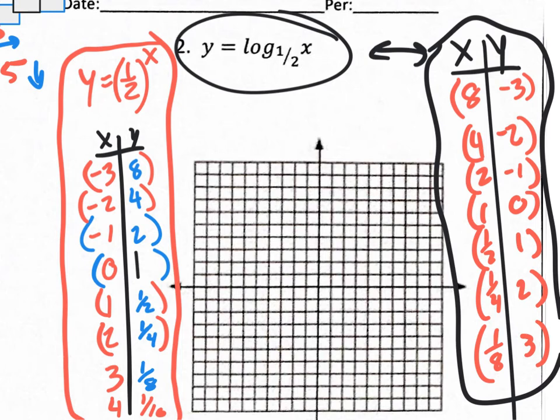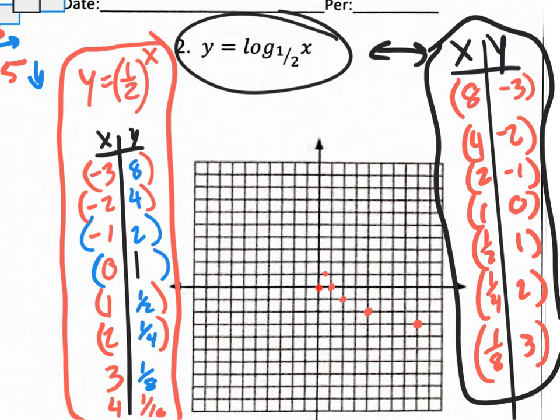So let's plot these points. 8, -3: 1, 2, 3, 4, 5, 6, 7, 8. -3 is right. Whoop, that's not it. Right there. Let's go to 4, -2. 1, 2, 3, 4. -2 is right there. And let's go to 2, -1. 1, 2, -1 is right there. Let's go to 1, 0. It's right there. Let's go to 1/2 and 1. Halfway on the x, 1 up. And then we're going to go to 1/4 on the x and 2 up.